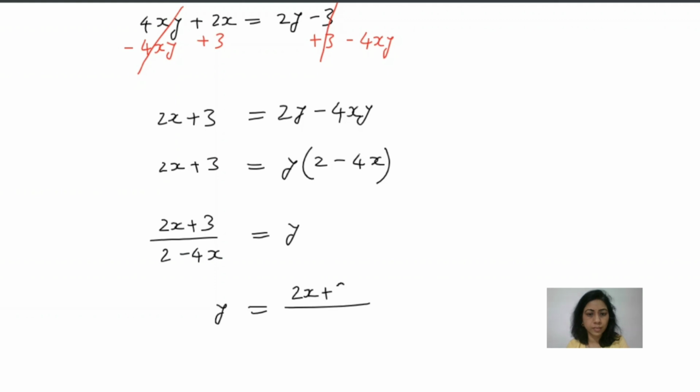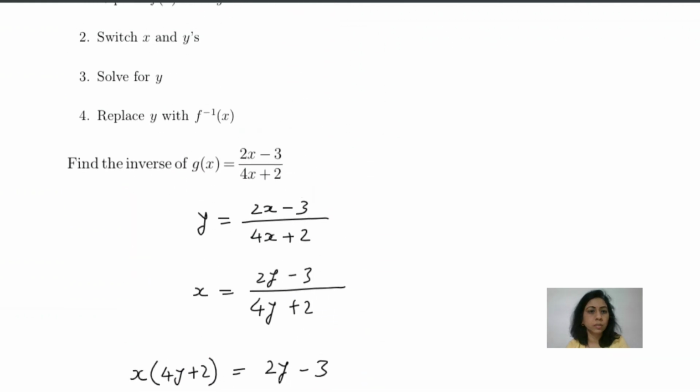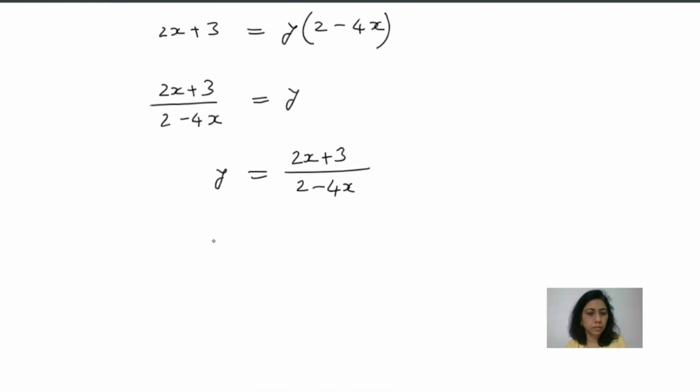Or we can write y = (2x + 3)/(2 - 4x), and y we replace with f inverse of x, but here given g(x), so we can write g inverse of x = (2x + 3)/(2 - 4x). This is the inverse function of g(x).